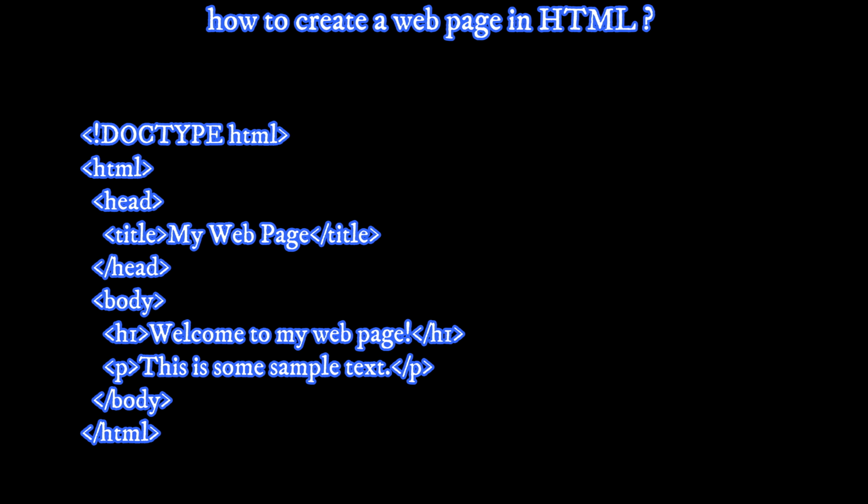Once you are satisfied with your web page, you can upload it to a web server to make it publicly accessible on the internet. How to add another page in HTML? To add another page to your HTML website, you can follow these steps. Step 1. Create a new HTML file in your text editor or HTML editor.